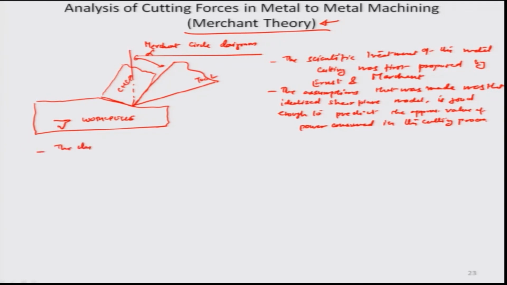So the chip above the shear plane, this being the shear plane, you are well aware of the plane along which the chip gets basically sheared off from the surface of the metal. So the chip above the shear plane is considered as a rigid body moving with constant velocity.